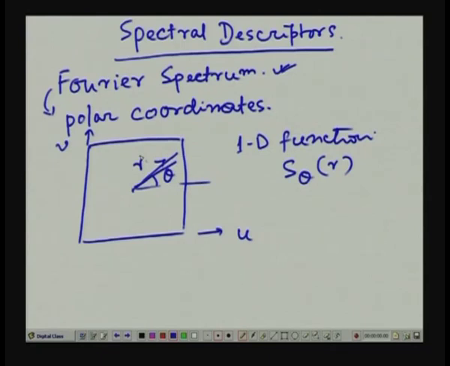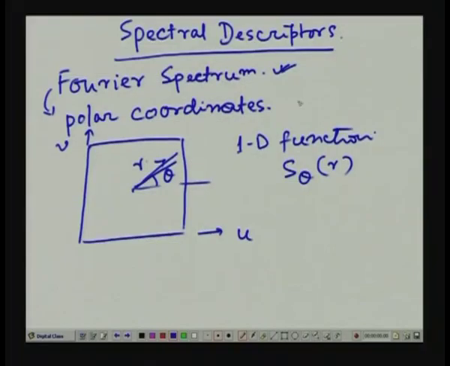So, if I convert the Fourier spectrum into polar coordinates, then for each value of theta I have the spectrum represented in the form s theta r, and each value of theta gives us a one dimensional function which I can represent as s theta r. Similarly, for each value of r, that is the radial direction, I can have a one dimensional function which I can represent as s r theta.